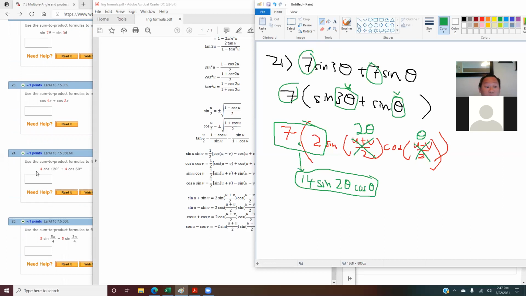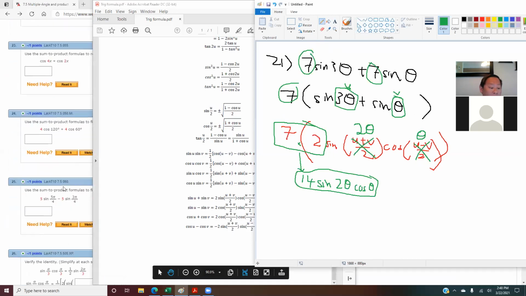The 4 out, like what we just did here. And this one, and then you got cos plus cos, which is the third formula. This one also has 5 in front, so you factor the 5 out, and then you got sine minus sine, which is number 2.